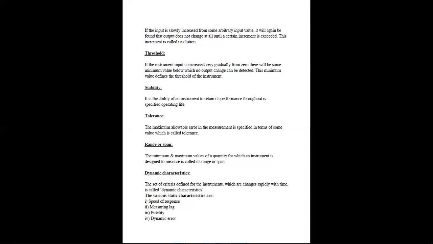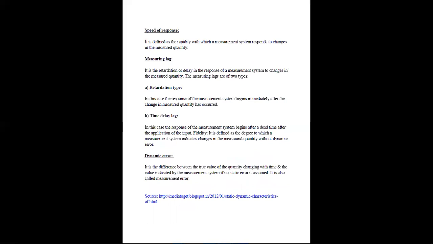Now dynamic characteristic. It is the set of criteria that define the instrument when quantities change rapidly with time. The characteristics of an instrument which depend on time are called dynamic characteristics. There are four dynamic characteristics: speed of response, measuring lag, fidelity, and dynamic error. First one is speed of response.